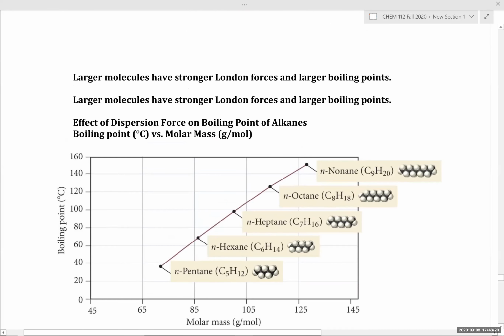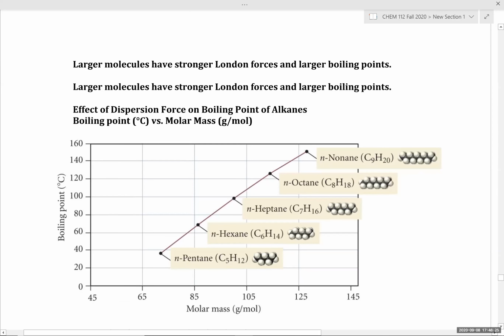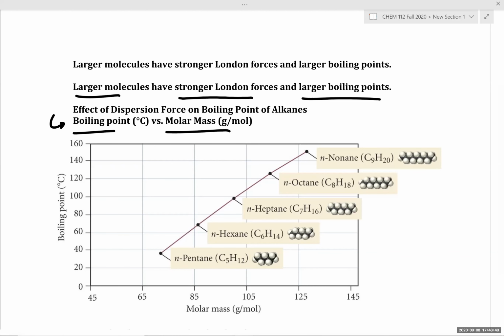Okay, so let's look at how London forces vary for different organic molecules, first as a function of molar mass. So larger molecules have stronger London forces and in turn, larger boiling points. So we can look at boiling point as a function of molar mass, where boiling point serves as a clear result from strong intermolecular forces. The stronger your London interactions, the larger your boiling point.